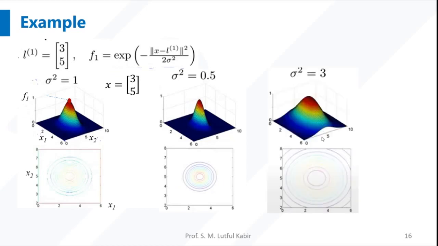Similarly, if I plot sigma square equal to 3, you can see the change is rather slower. And this slow nature is because sigma square equals 3. The bottom one is again the contour of the equation. So this particular diagram shows how f1 changes with x1, x2 for a given landmark. If it is close to the landmark, then it is 1. If it is away, then it is 0.